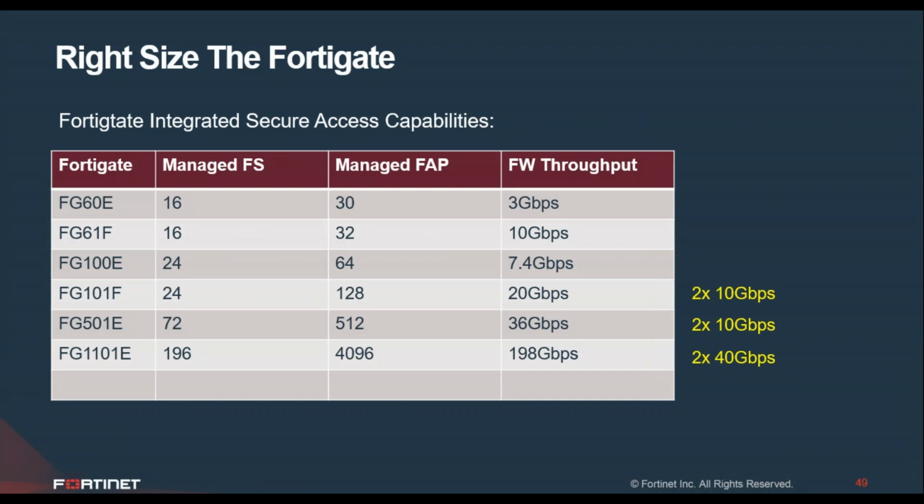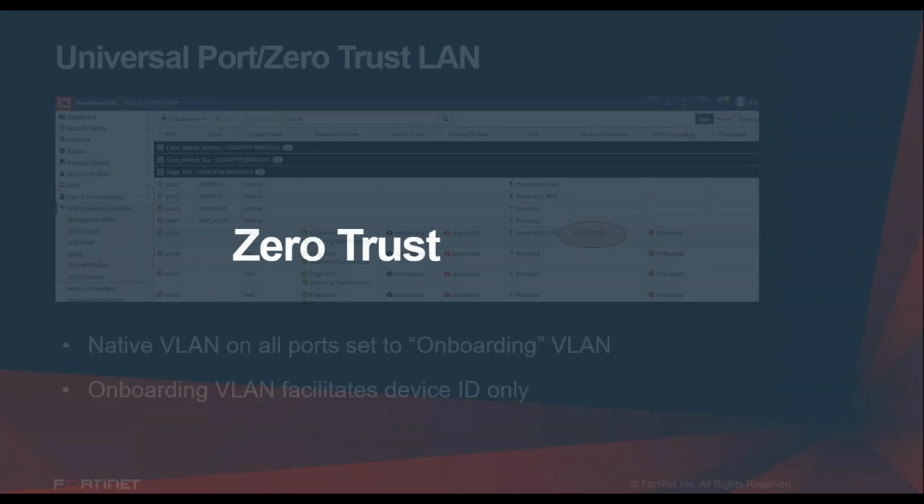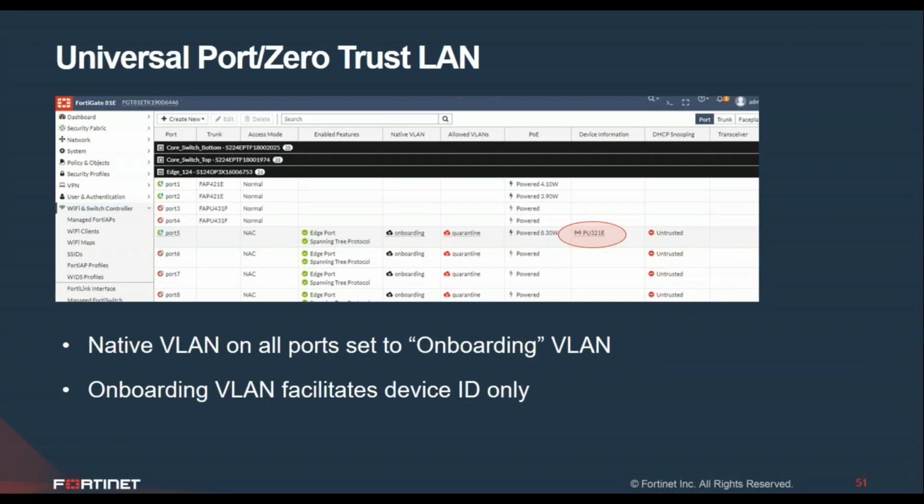The FortiLink and the FortiGate integration also allows me to deploy a highly secure zero trust network. What this means when I configure my FortiSwitch ports is I can configure what we call a universal port configuration. So all my switch ports are configured exactly the same. They're not configured based on what type of device I'm going to plug in. So I don't need to configure a port for access points, a port for a VoIP phone, another port for laptops and desktop PCs. I can create a single port configuration.